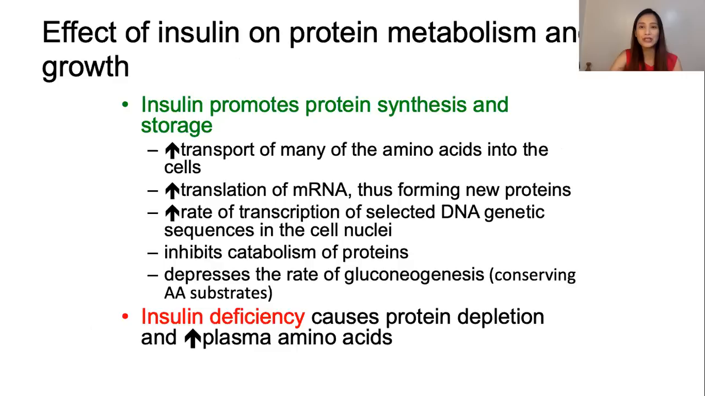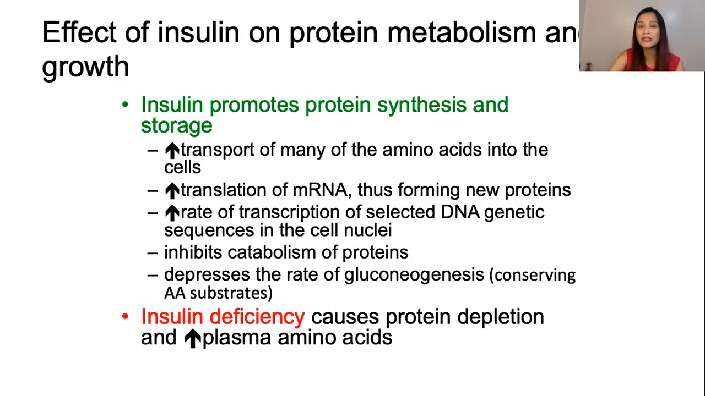How about the effect of insulin on protein metabolism and growth? Just like your fat and your glucose, insulin also promotes protein synthesis and storage. It increases the transport of many amino acids into the cells so that these amino acids can be used as building blocks for protein synthesis. It also increases translation of mRNAs, thus forming new proteins, especially your enzymes. It inhibits catabolism of proteins and depresses the rate of gluconeogenesis because they want to conserve amino acid substances.